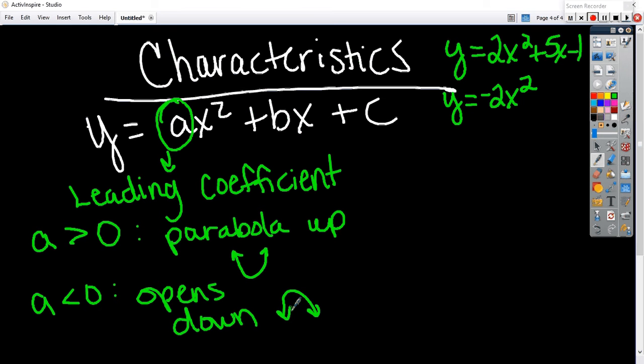We're just kind of, without graphing, looking at what the equation looks like and gathering some information before we graph. Positive, up; negative, down. We're going to do a couple examples with all these together before we graph.